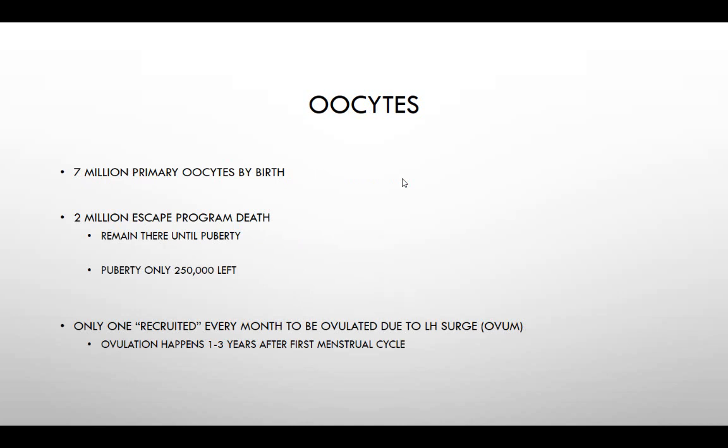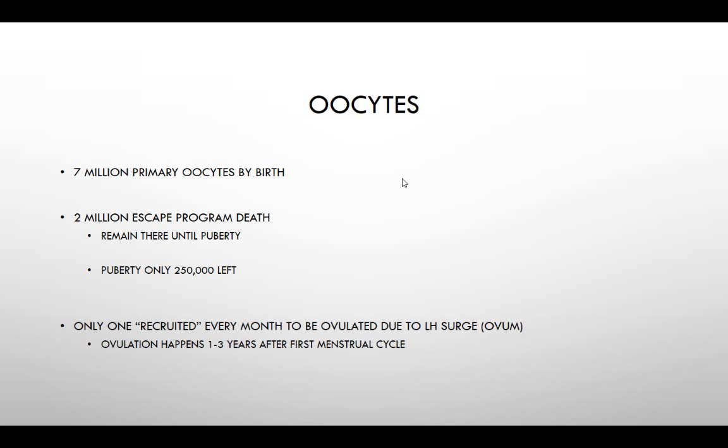So females, you are born with about 7 million oocytes, or eggs, that you need to ovulate throughout your lifetime, and 2 million of them escape programmed death and remain there until puberty. So you've created 7 million, only 2 million are left, and at the time that puberty begins, you have about 250,000 left. So you start with a lot. They kind of arrest, if you will. They stop growing until you hit puberty, and then they start going through this maturation phase again.